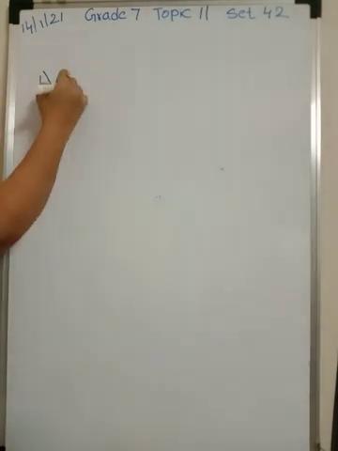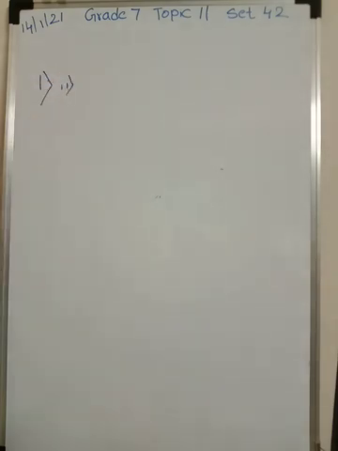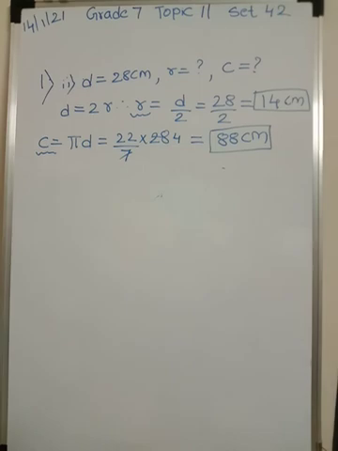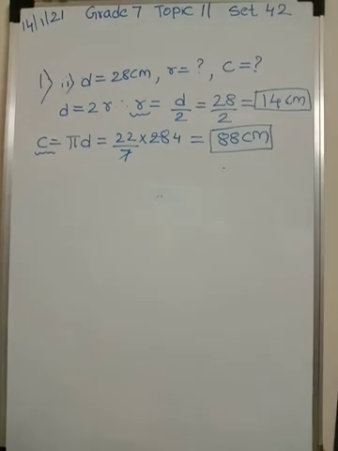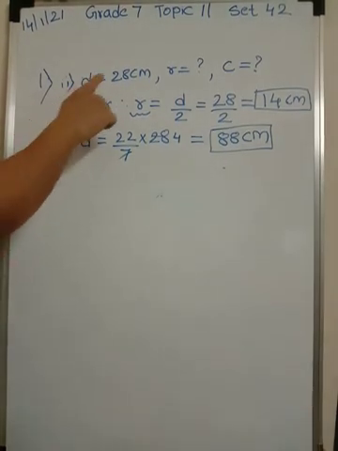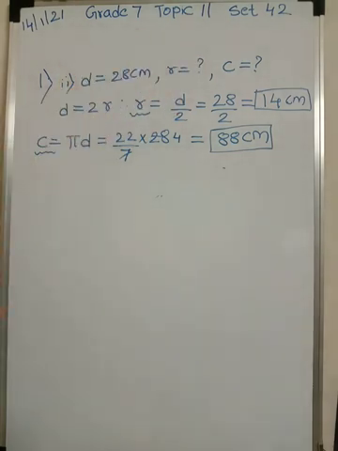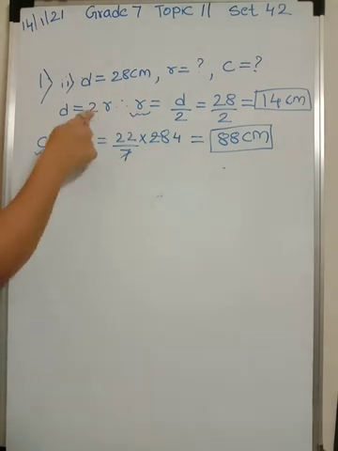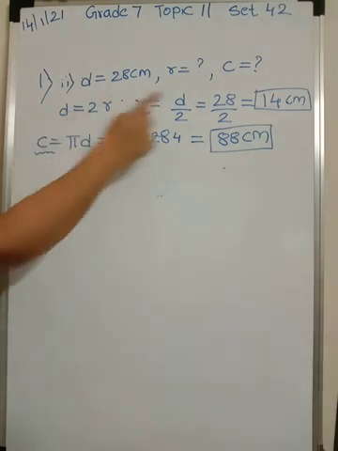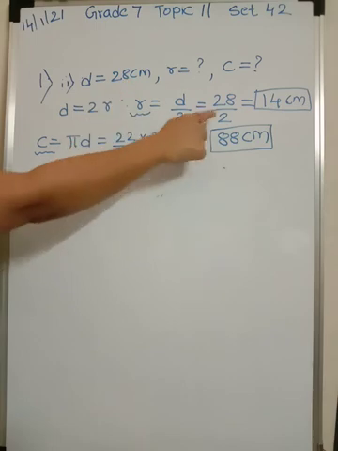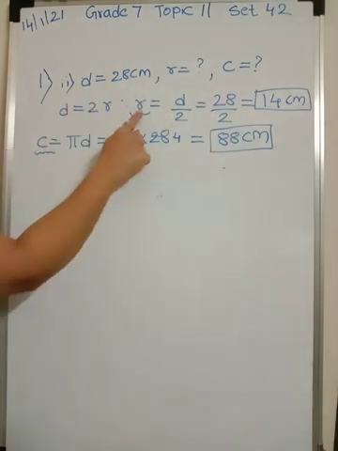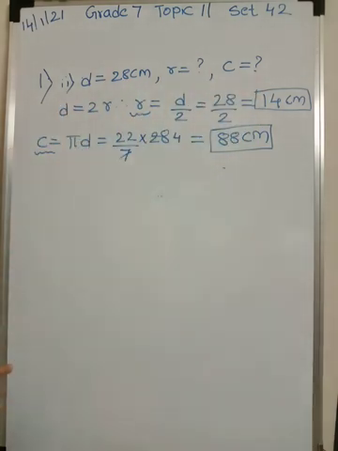So the second question says, diameter is given as 28. We have been asked to find radius and circumference. Now you know diameter is twice radius. So radius will be obviously half of the diameter. So it is half of 28. Half of 28 is 14. And therefore radius we got as 14 centimeter.